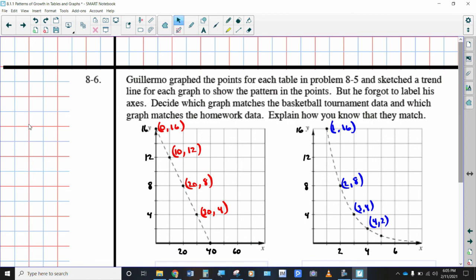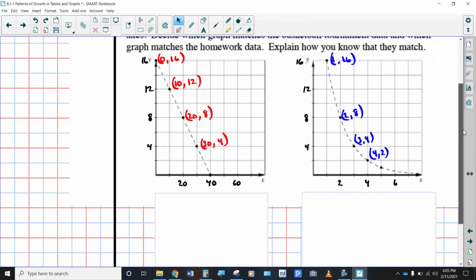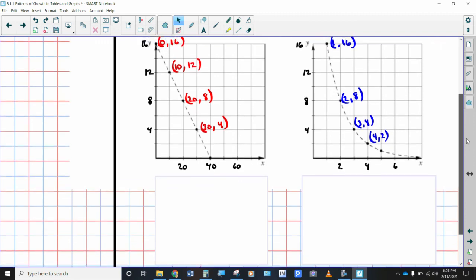So if you look at these two situations, you see which one is the homework problem and which one is the basketball tournament problem. Take a few seconds. Understanding the nature of it, a homework problem has constant growth, and the other is nonlinear growth. In this situation, it is exponential, but it's exponential decline, not exponential growth. Which one is which?